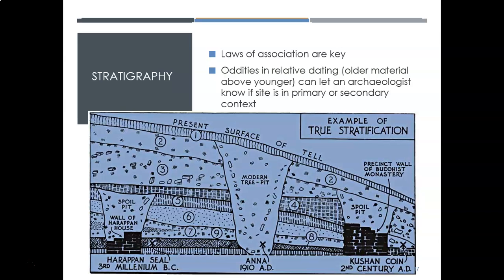So there's a coin that dates to 1910 AD, or sorry, a Kushan coin that dates to the 2nd century AD. There's another artifact called an anna that dates to 1910. We have a Harappan seal that dates to the 3rd millennium BC. And so even though all of these three pieces of material culture appear to be at the same level or the same depth from the surface, clearly they date to different time periods, because, again, of these principles of intrusiveness and the association with other objects.